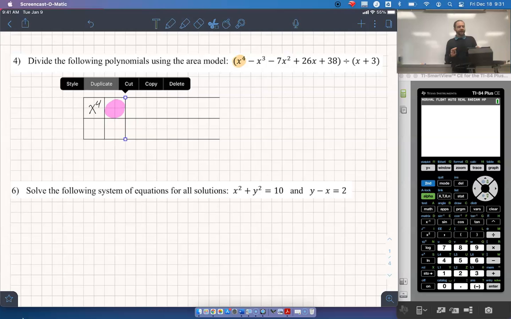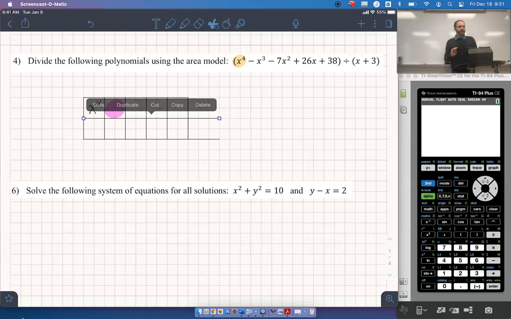This one has to be an x squared. This one has to be an x. And this last one has to be a constant. So if I go through and do it that way, I'm going to have, in this case, 5 columns. Now there's a way to do 4 if you put the remainder on the outside. I'm not one to judge. So that is the first setup.